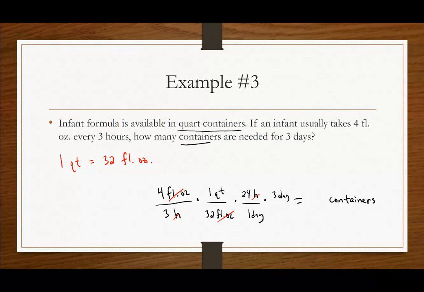So the computation here will cancel out the 3 over 3. We get 4 over 32 is the same as 1 over 8 in this case. So 24 divided by 8, essentially. We should find that we need 3 containers for the 3 days. So essentially 1 container a day is how this works out.